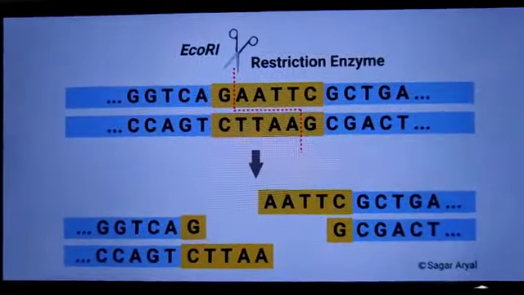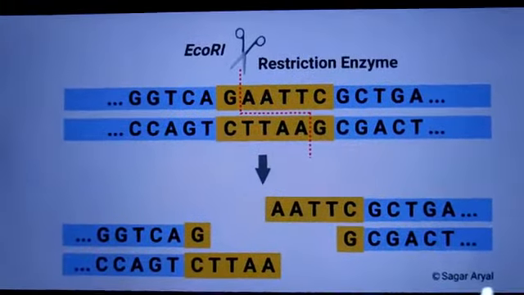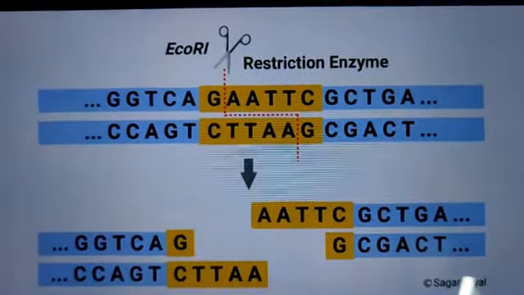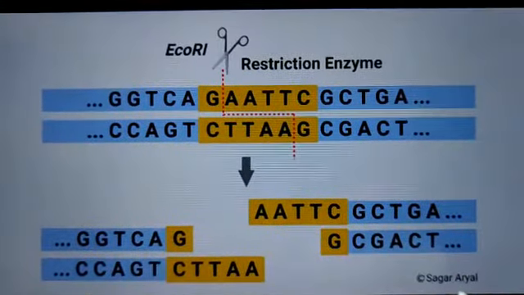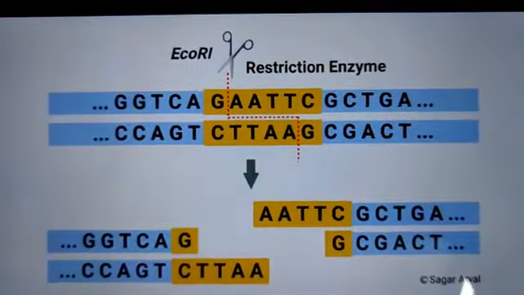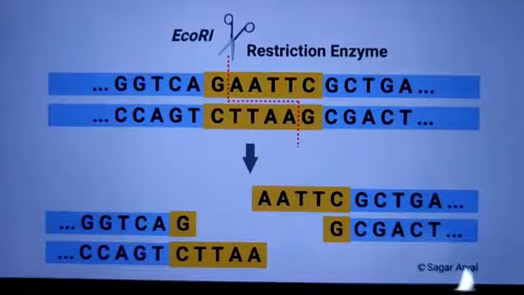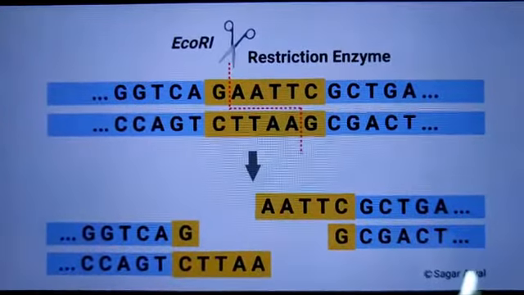Good morning students. In the last video class, you learned about the steps involved in recombinant DNA technology. In this class, you are going to learn about the tools of genetic engineering. First, restriction endonuclease. Restriction enzymes are the enzymes which cut the DNA at a specific site.